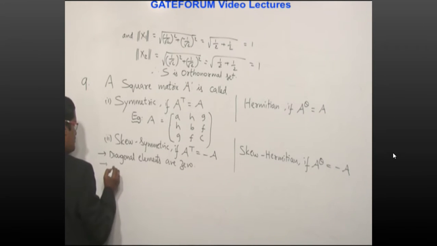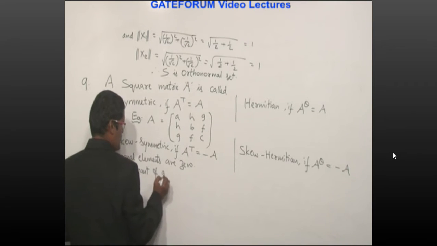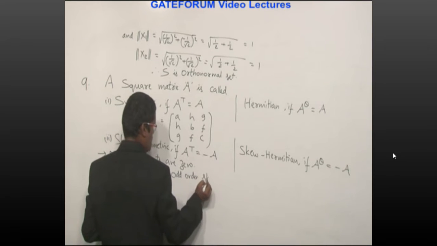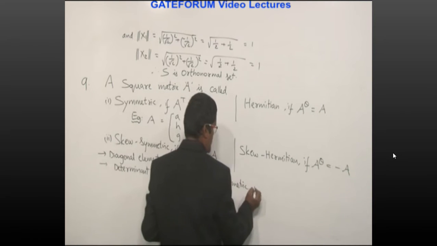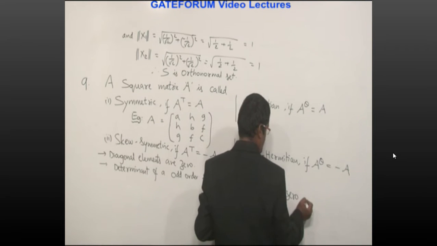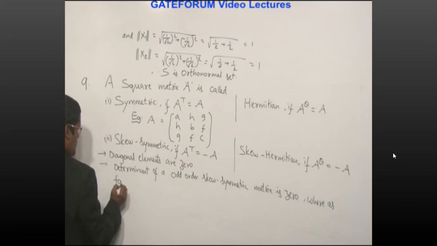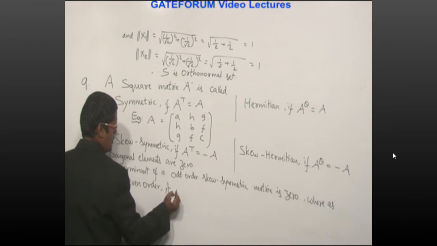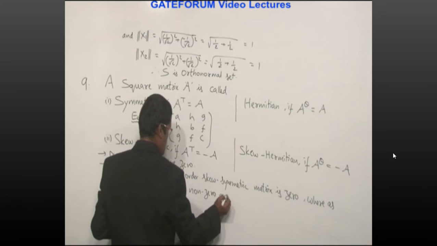And another point is the determinant of an odd order skew symmetric matrix is 0, whereas for even order, it is non-zero and a perfect square.